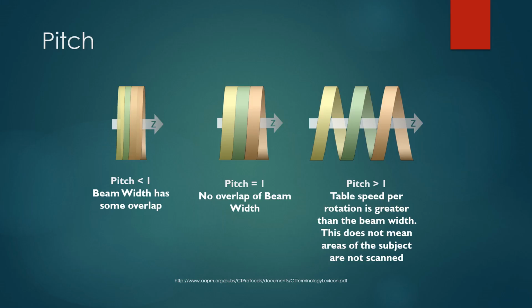In the center, pitch is equal to 1. No overlap of beam width. The table speed per rotation is equal to the beam width. The picture to the right has a pitch of greater than 1. Table speed per rotation is greater than the beam width, therefore resulting in the lowest dose to the patient. This does not mean areas of the subject are missed.